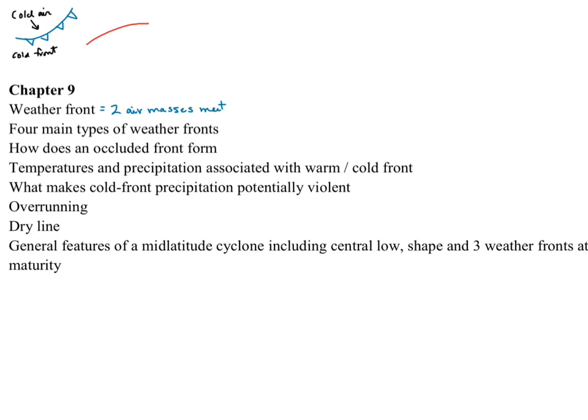In general, a weather front is the meeting of two air masses. There are four main types of weather fronts that I want you to know. We have a cold front, a warm front, and a stationary front. In a cold front, you have cold air moving down from the north, for us here in the northern hemisphere. In a warm front, you have warm air coming from the south.